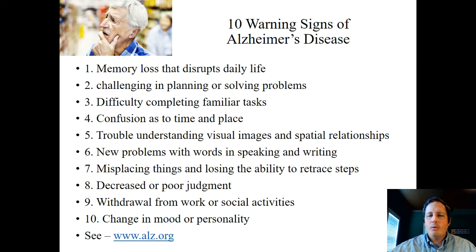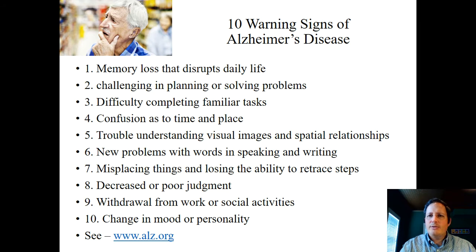Now, here are 10 warning signs of Alzheimer's disease that are on the Alzheimer's Awareness website. And you can see some of these we've already kind of talked about, but memory loss that's going to disrupt daily life, having a challenge in planning or solving problems, difficulty even completing familiar tasks, confusion as to the time and place, so that gets into that mini mental status exam, trouble understanding visual images and spatial relationships, or maybe having new problems with words and speaking and writing. That gets into some of the agnosia that we talked about.